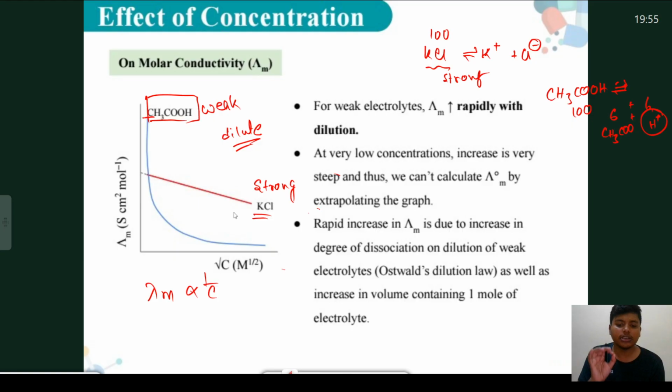Okay, what is the conclusion? Understand very clearly, simple thing. By this graph, what is the conclusion? For a strong electrolyte, there is a straight line and it is cutting the y-axis. So for a strong electrolyte, we will get a lambda m value at infinite dilution. That is known as lambda m naught. But for a weak electrolyte, we cannot. So for them, we have to use one law called Kohlrausch law.